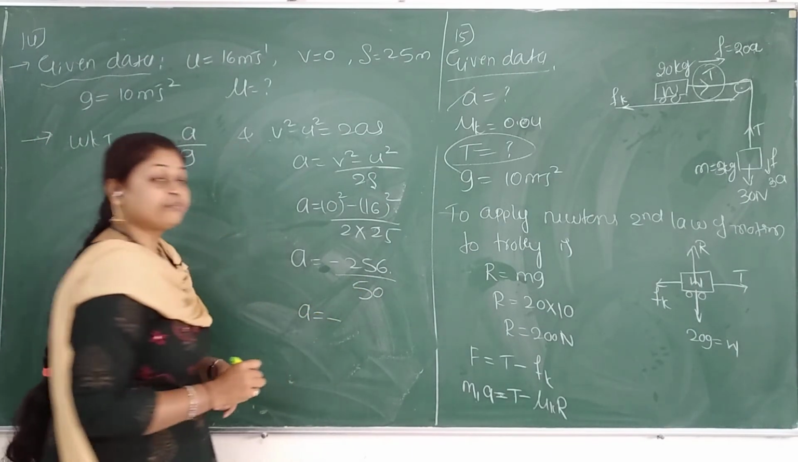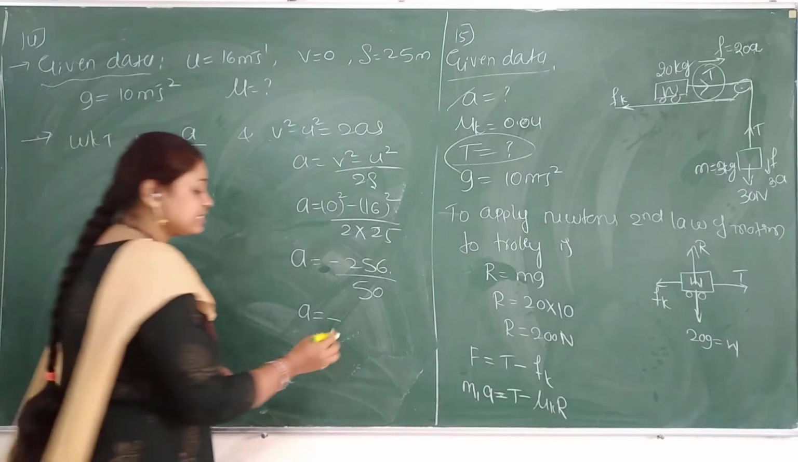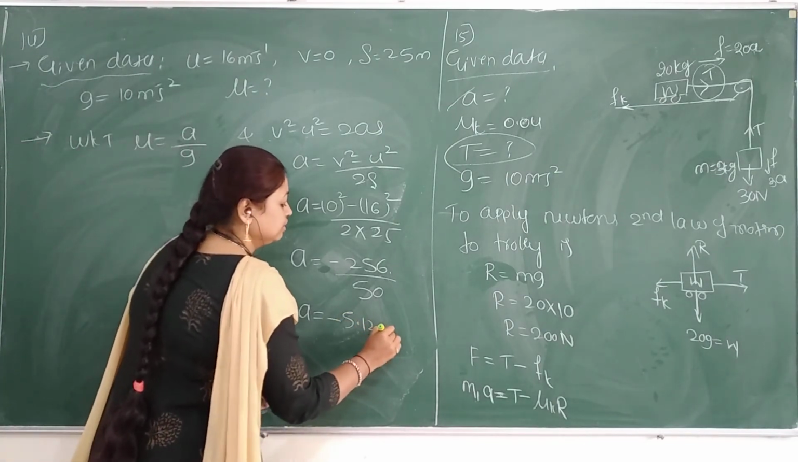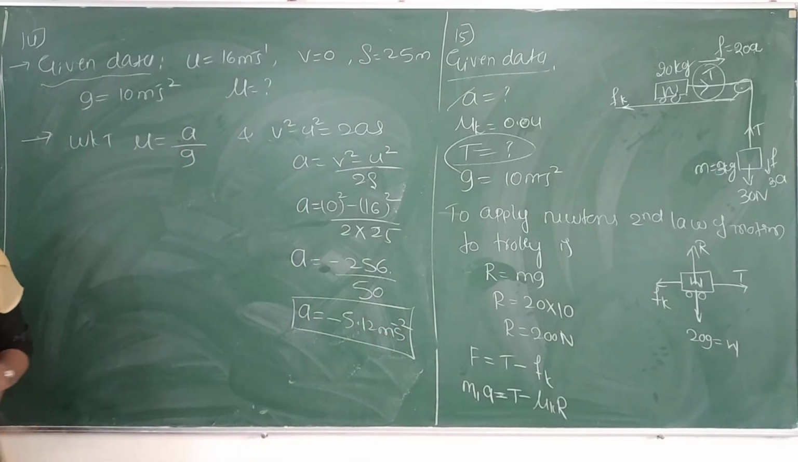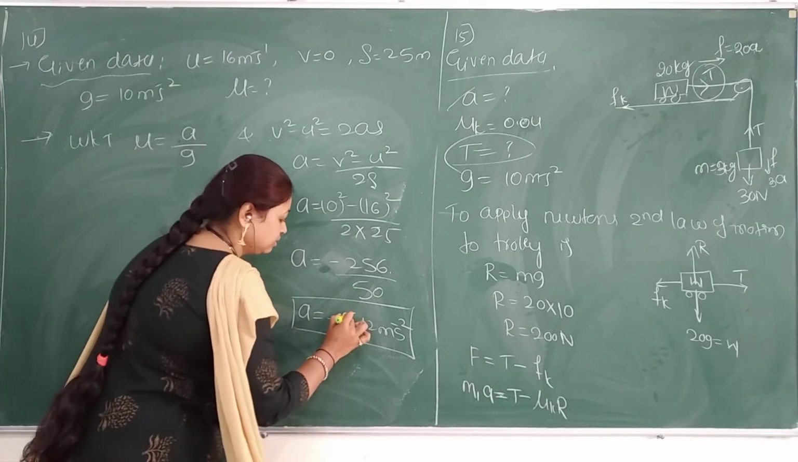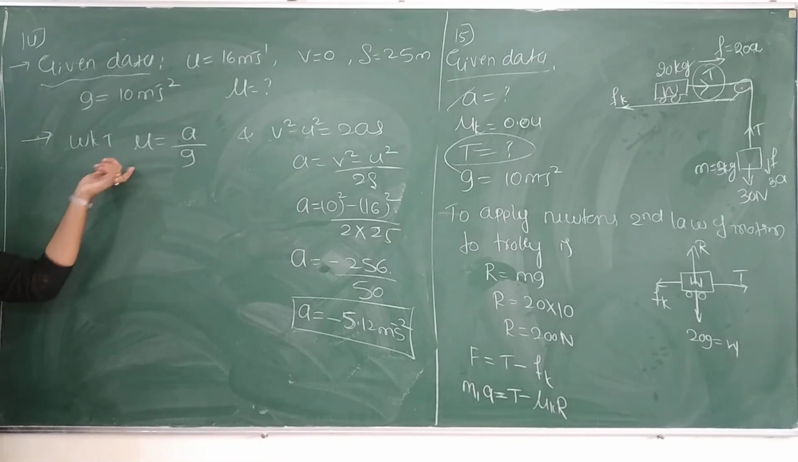Acceleration is how much? 5.12 meter per second square. Yes or no? This is the acceleration of the body. Now take this value and substitute here. You will get the answer.